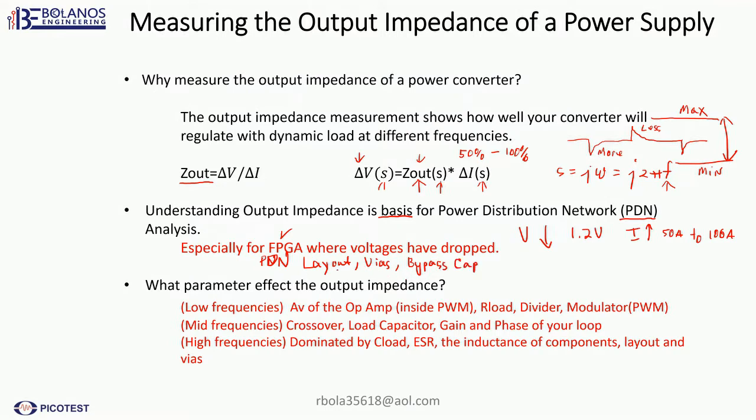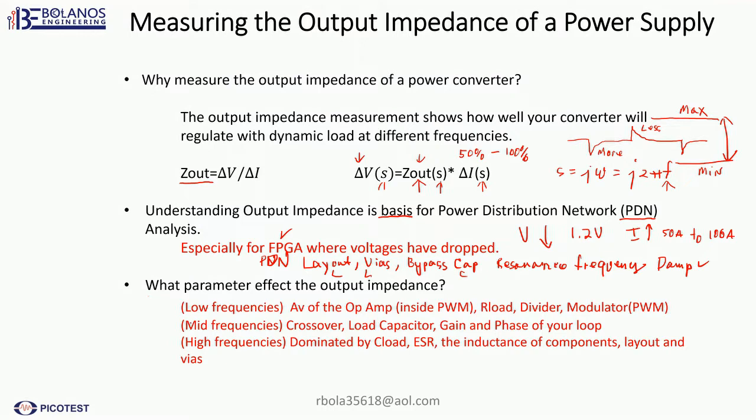And since you have vias and layout, that implies you're going to have some inductance. And since you have caps, that's capacitance, so you'll end up with certain resonance frequencies that may give you a problem, and you need to be able to damp them. So this topic of PDN is very important, and there'll be a future video on that.